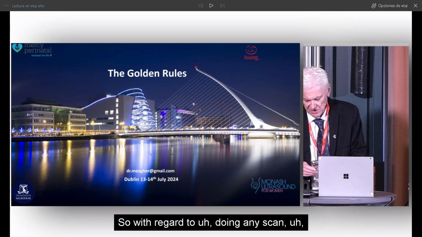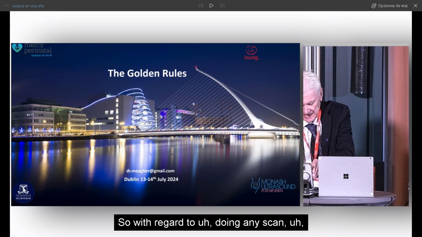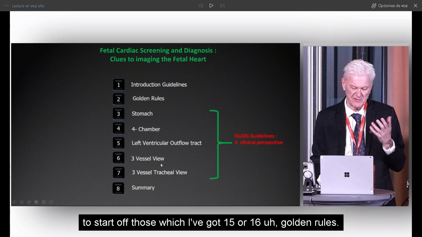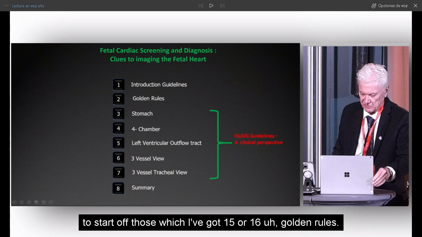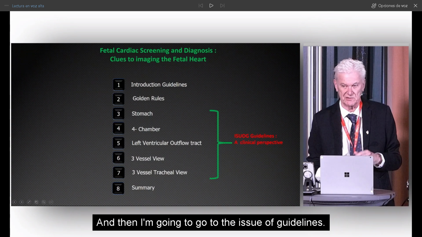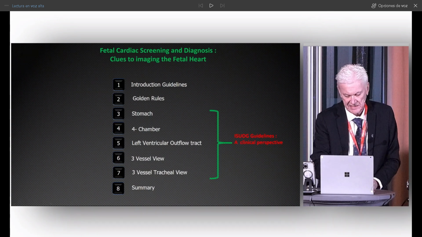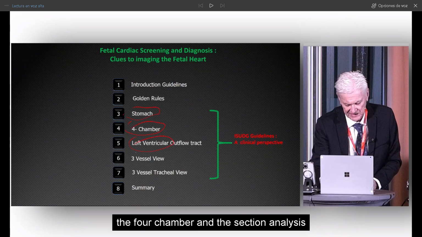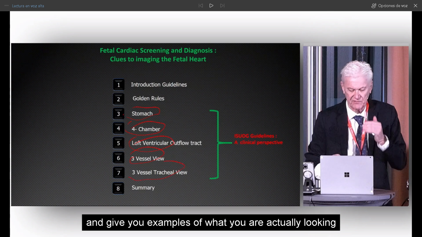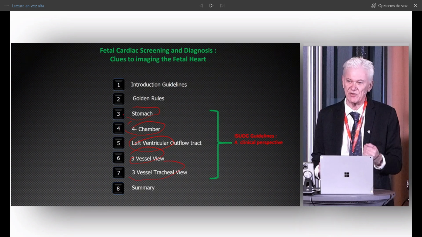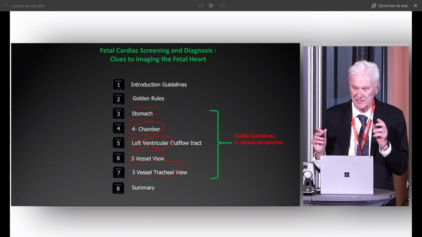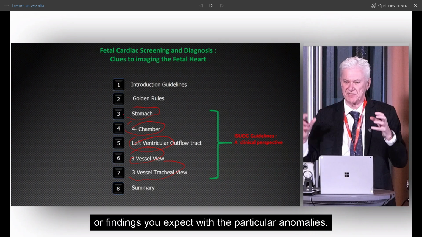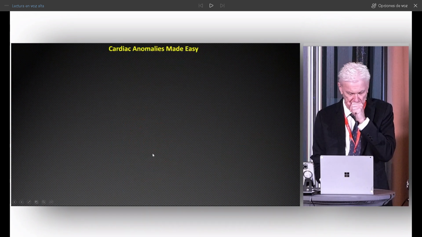So with regard to doing any scan, I'm going to start off with the golden rules, of which I've got 15 or 16, and then I'm going to go to the ISUOG guidelines. Rather than read out the ISUOG guidelines, I'm going to go through the level of the stomach, the four-chamber, and the section analysis, and give you examples of what you're actually looking for in these sections without knowing all the specific sequences or findings you expect with the particular anomalies.